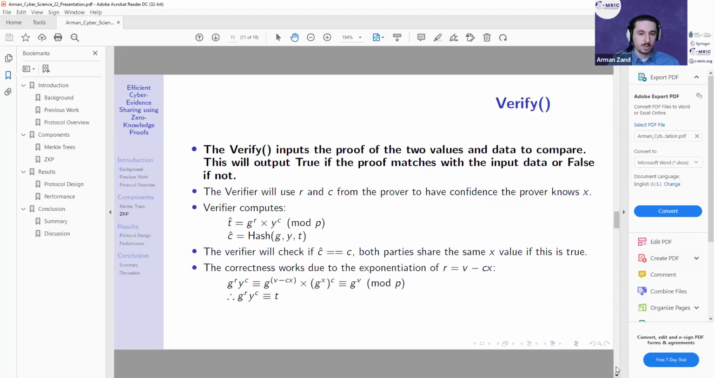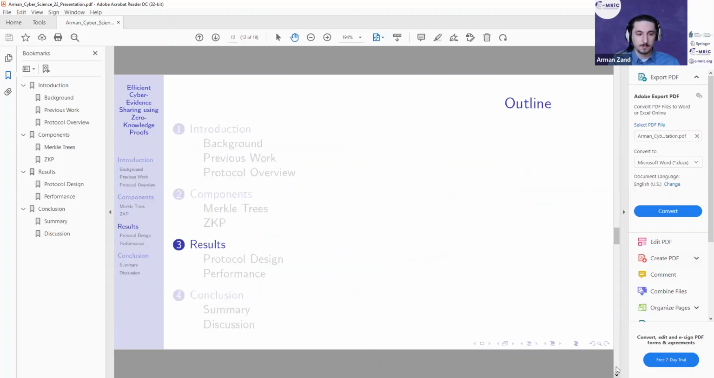And the interesting thing about this is the exponentiation of the V minus Cx. And that is a method that's also being used in Schnorr's digital signature scheme. Next slide, please.